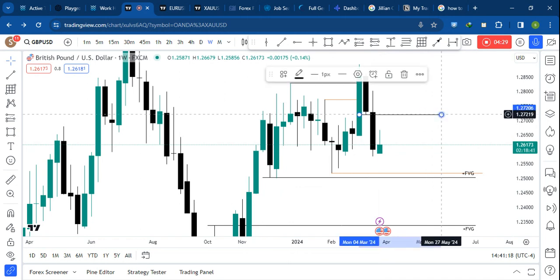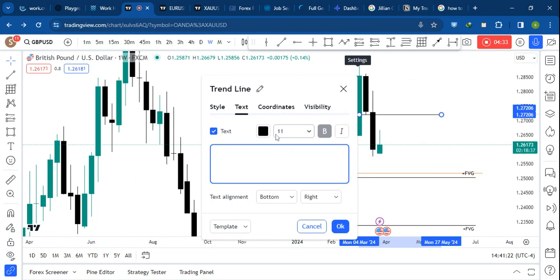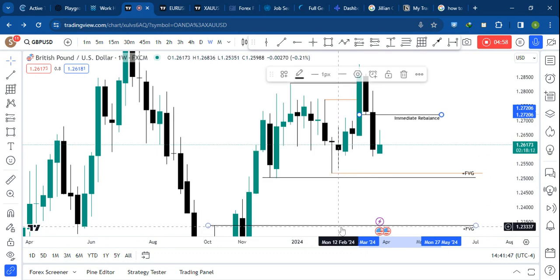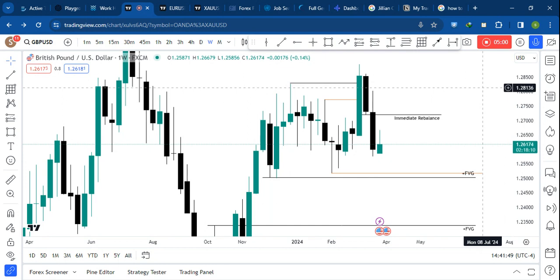So this is where we're going to anticipate the immediate rebalance. Let me just write here, weekly perspective, is what we will be anticipating: immediate rebalance.